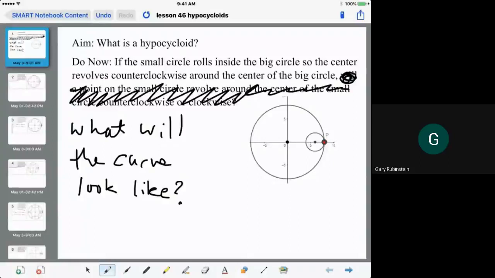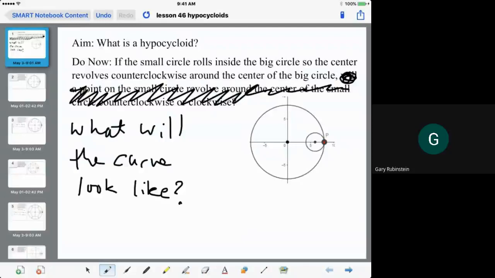I have on the screen this question. It's similar to what we looked at yesterday. Yesterday, we had a small circle rolling on the outside of a bigger circle. So what changes when instead the circle is now rolling inside the big circle?